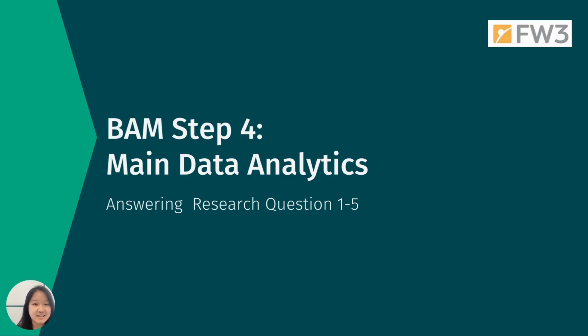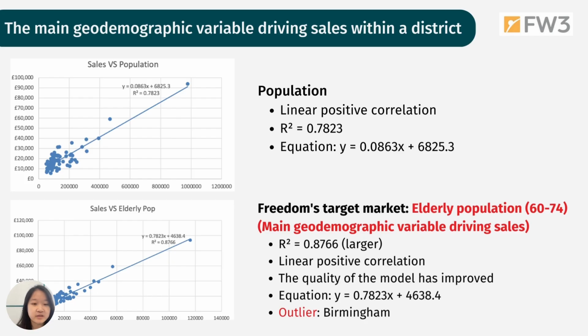Hi, Peter. It is my pleasure to present to you the 4th step of BAM, the main data analysis. Firstly, we think population is the main geodemographic variable driving sales. This scatter shows the linear positive correlation between sales and population. But we can see that the R square is only 0.7823. Based on Freedom's target market, we use the elderly population instead as the main geodemographic variable.